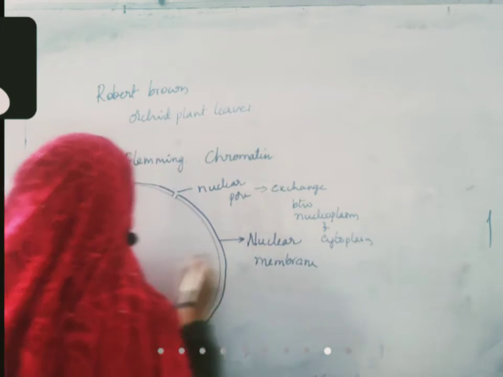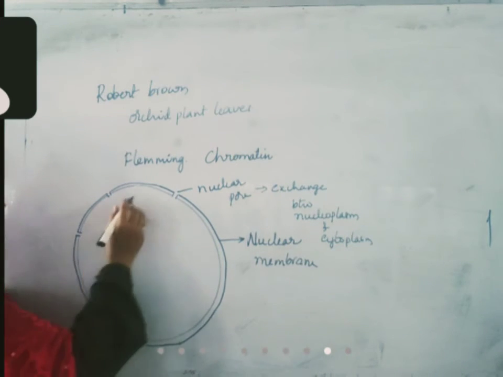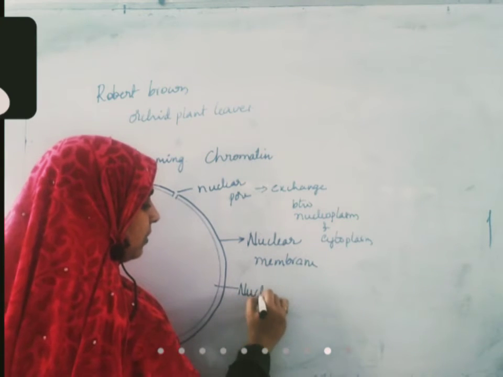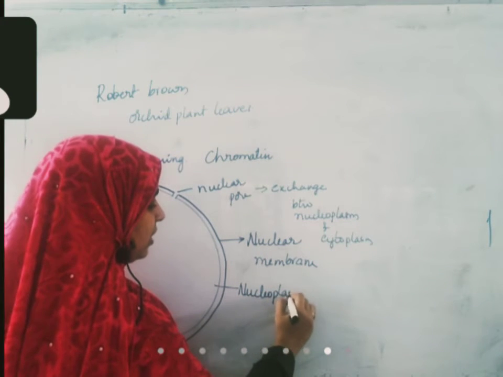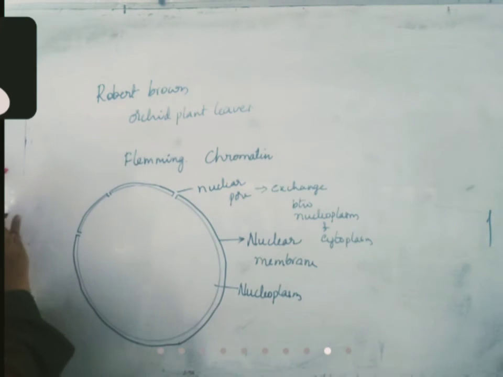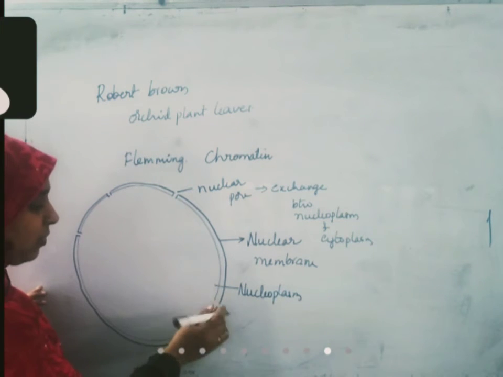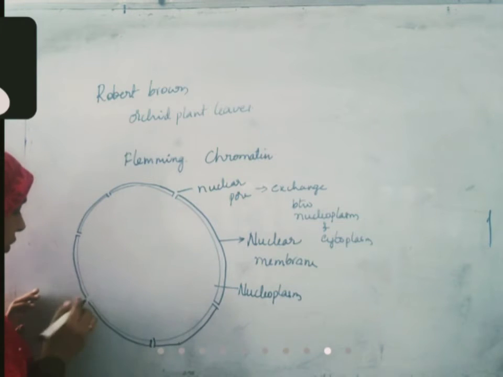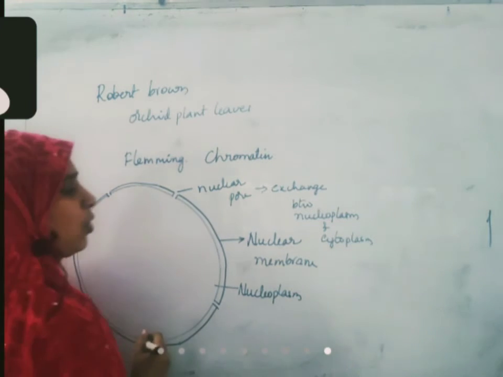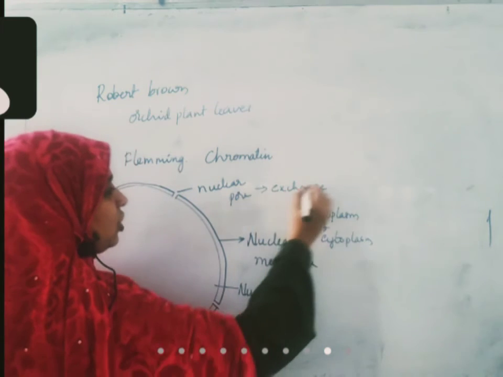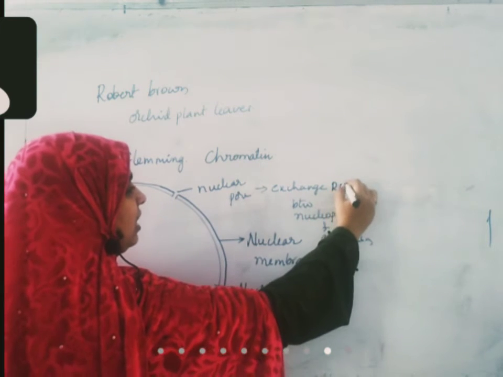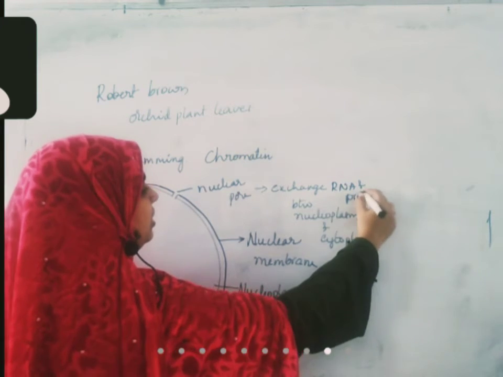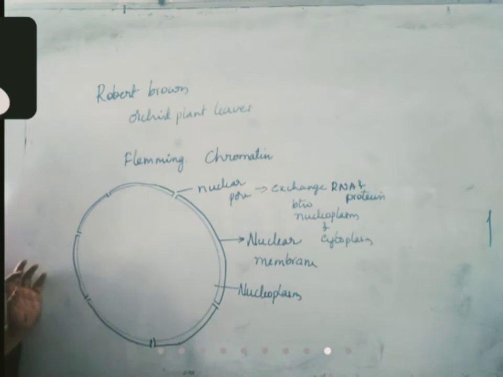What is nucleoplasm? The liquid that is present inside this nucleus is called nucleoplasm. And this liquid that is present in the cell is cytoplasm. Between them there is exchange of substances, and that exchange is possible because of the nuclear pores. What are the substances that are exchanged? Exchange of RNA and proteins. Okay, RNA is a type of genetic material.